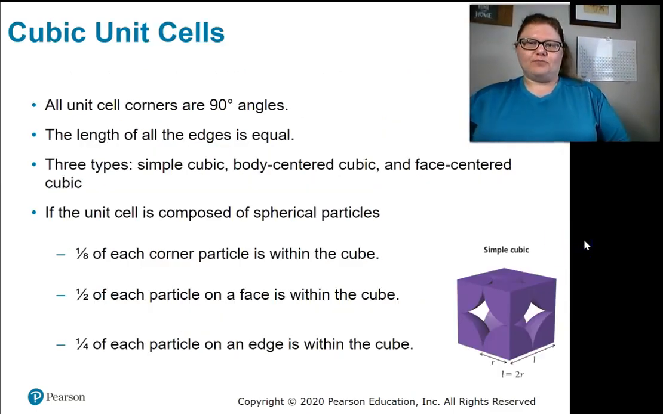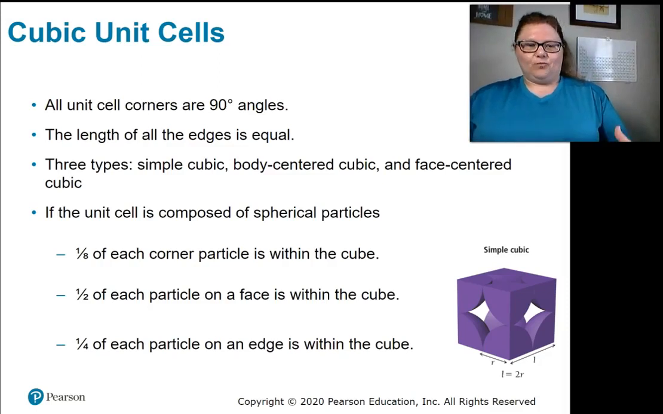So this is the most basic unit cell. It's a cubic unit cell. And this is just in general. Again, we're going to look at subtypes here in just a moment. So all unit cell corners are 90 degrees. You can see the picture there. It looks just like any cube that you've seen in geometry. The length of all the edges are equal. So we can see the picture down the bottom there. They've shown you a radius measured out and a length of a side. And it's just a perfect cube. They're all the same length. The three types that we're going to be looking at in this chapter are simple cubic, body-centered cubic, and face-centered cubic.